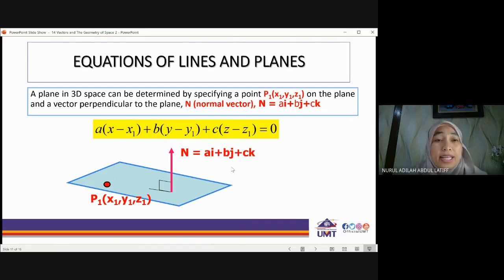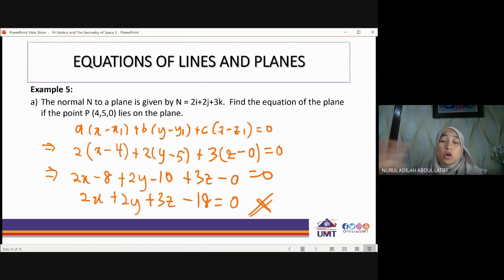A plane in 3D space can be determined by specifying a point P1 (x1, y1, z1) on the plane and a vector perpendicular to the plane, the normal vector n is equal to ai plus bj plus ck. So a(x minus x1) plus b(y minus y1) plus c(z minus z1) is equal to 0. Okay, how to do this? Example 5. The normal n to a plane is given by n is equal to 2i plus 2j plus 3k. Find the equation of the plane if the point P (4, 5, 0) lies on the plane.